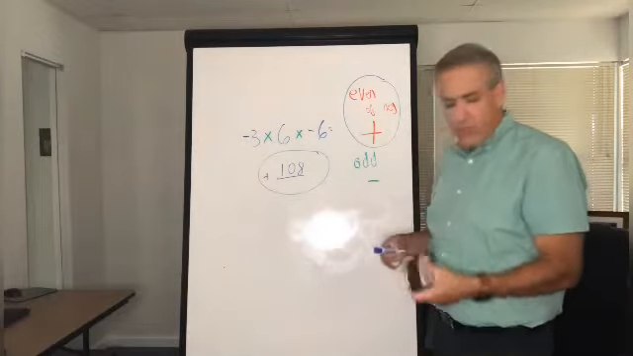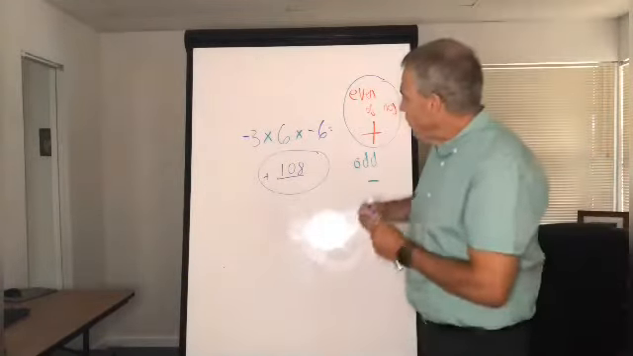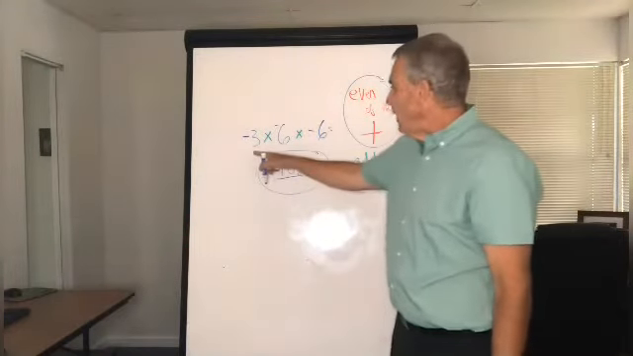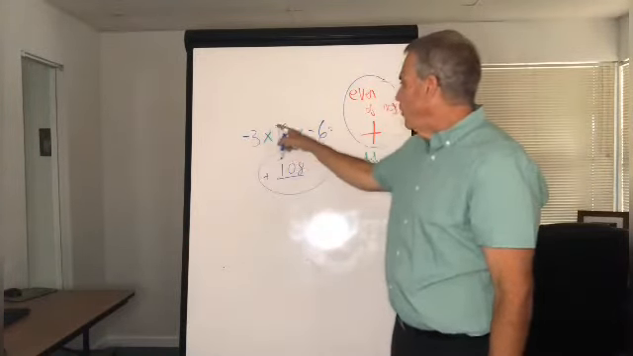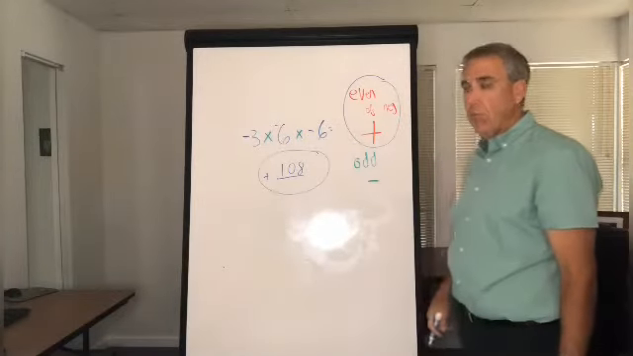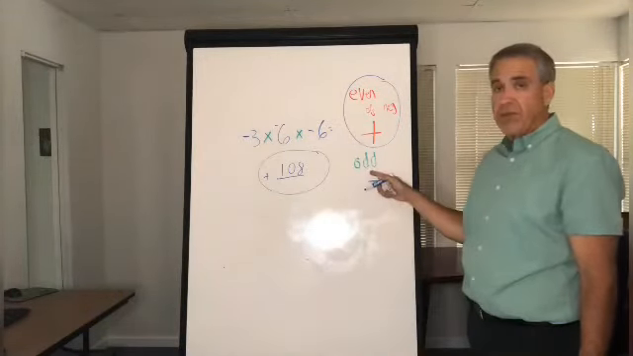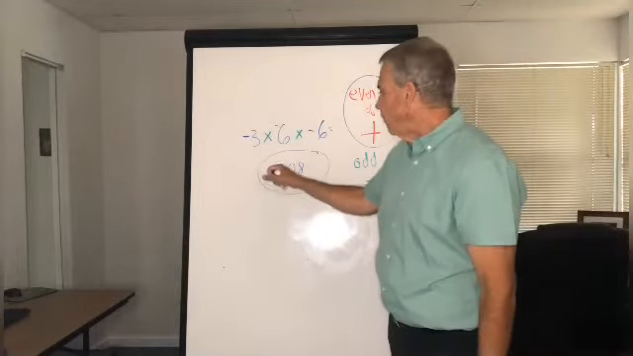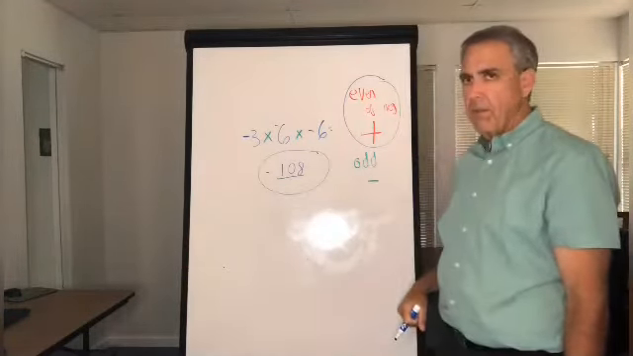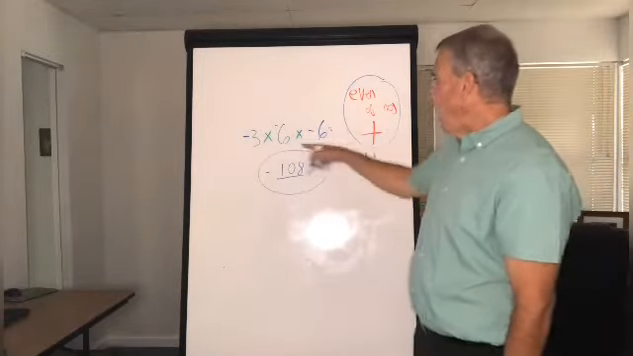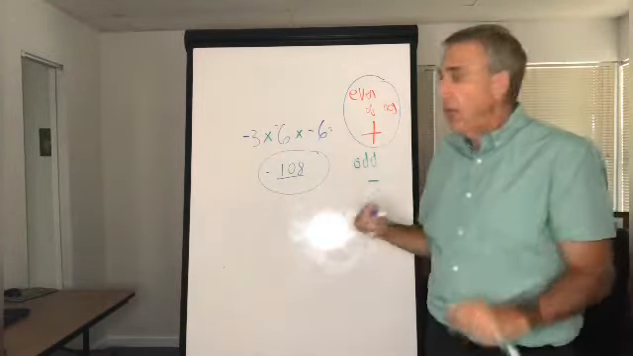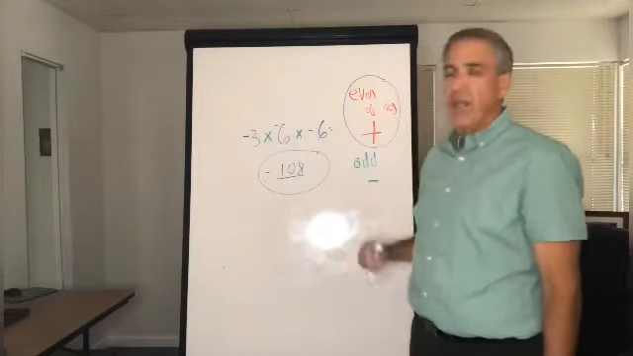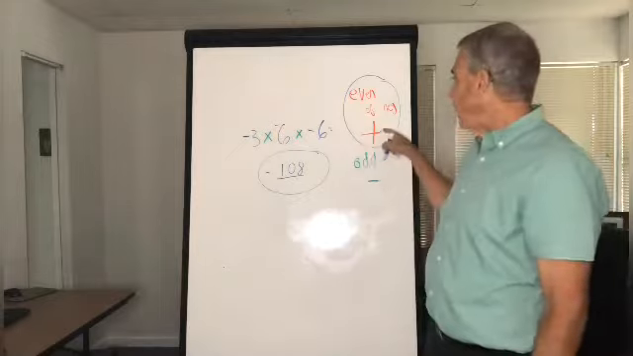Let's pretend, just for kicks and giggles, that this was a negative 6 as well. Now how many negative signs are in my problem? 1, 2, 3. Well, now it's an odd number. 3 is odd. So now my answer is not positive 108. It's negative 108. Why? Because now I changed the problem and I put another negative in there. Now we've got 3 negatives, and 3 is odd, and odd makes a negative answer.